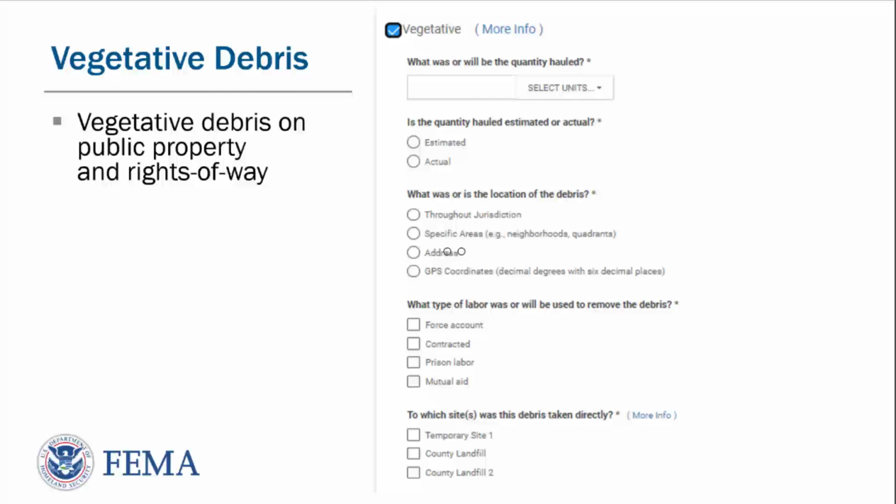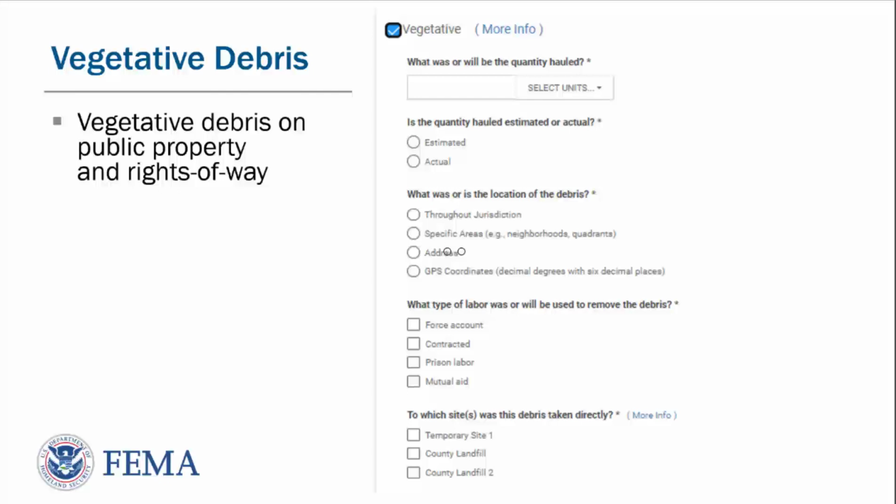And then location. So is it throughout your jurisdiction? You're doing one project for all of your debris in the right-of-way. You can say throughout your jurisdiction. If it's specific areas, maybe you're breaking your projects down by neighborhood, or you broke down your tracking mechanisms by neighborhood, you can select specific areas and say neighborhood 1, neighborhood 2, neighborhood 3, quadrant 1, quadrant north, that kind of thing. It'll pop open a box for you to type information into.